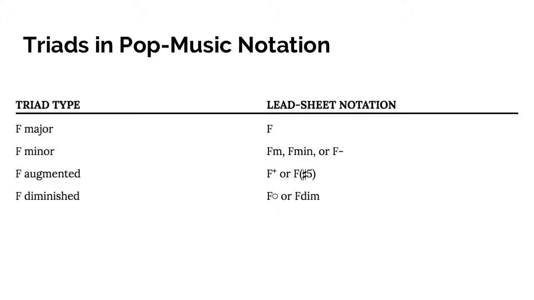So if we have an F major here, you would see an F above the lead sheet. F minor, you'll see Fm, or F dash like that. These are the two you see most commonly. This one I've seen once or twice, especially in jazz music. Augmented chords, you see the F plus or F sharp 5. And then diminished, you see this a lot in jazz. You see this one more in pop lead sheet music.